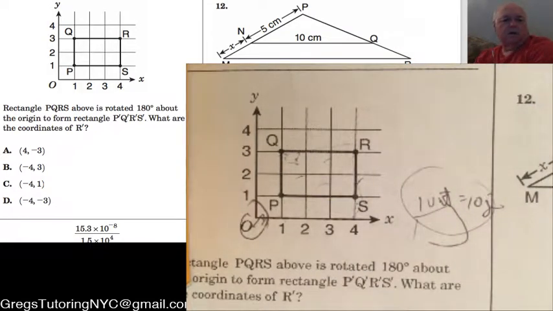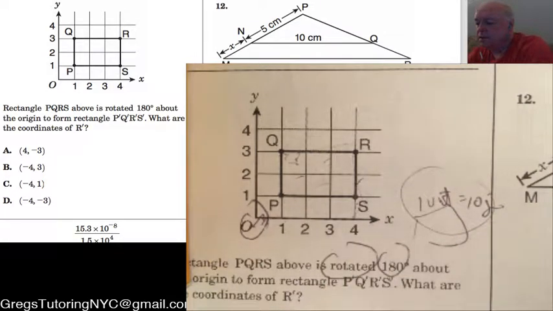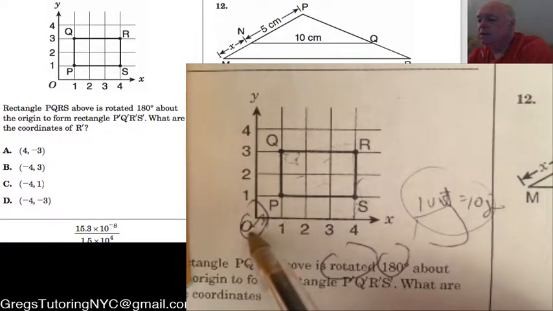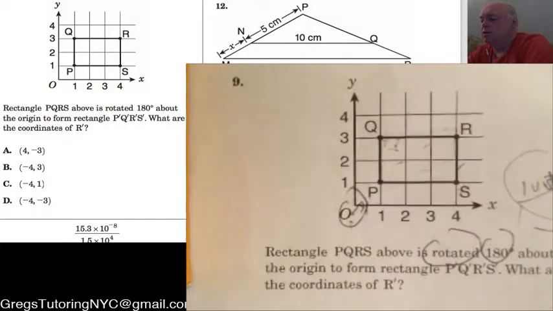It's rotated 180 degrees about the origin to form rectangle P prime, Q prime, R prime, S prime. And what are the coordinates of R prime? So there's some issues here, which is that it's rotated a specific number of degrees, and it's about the 0 axis. So you need to be able to visualize that.